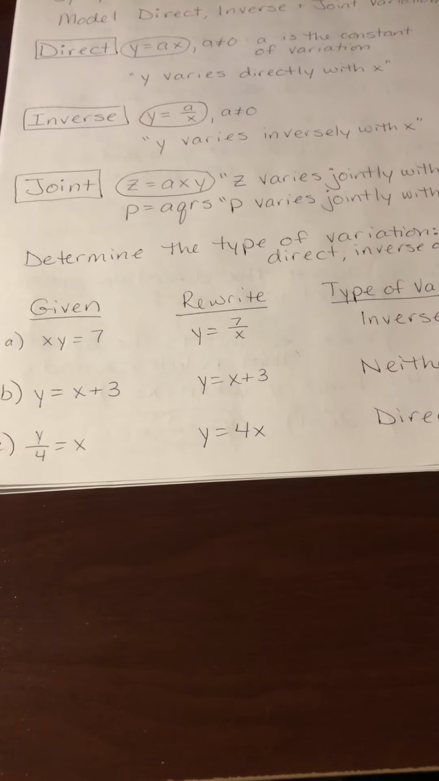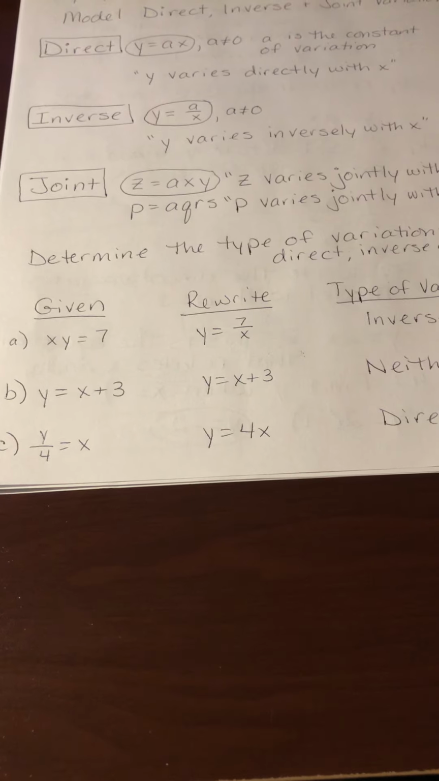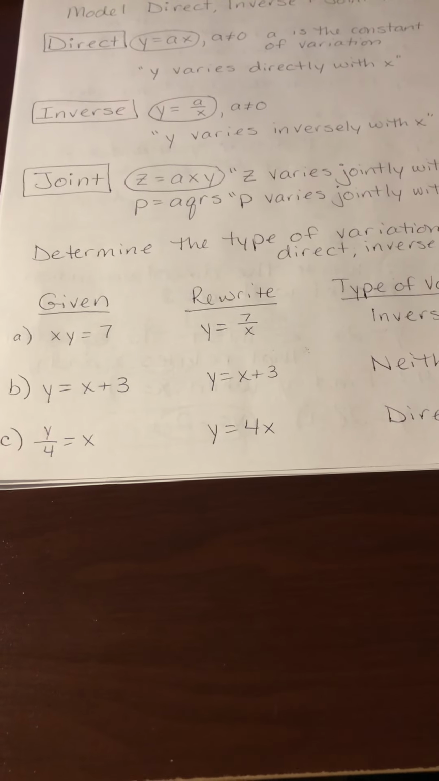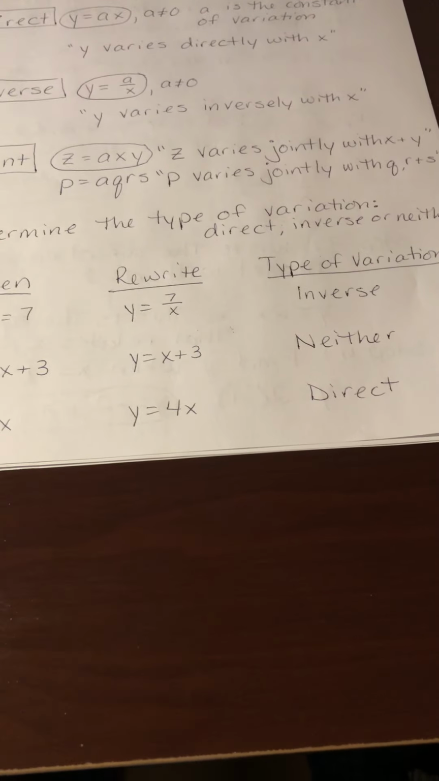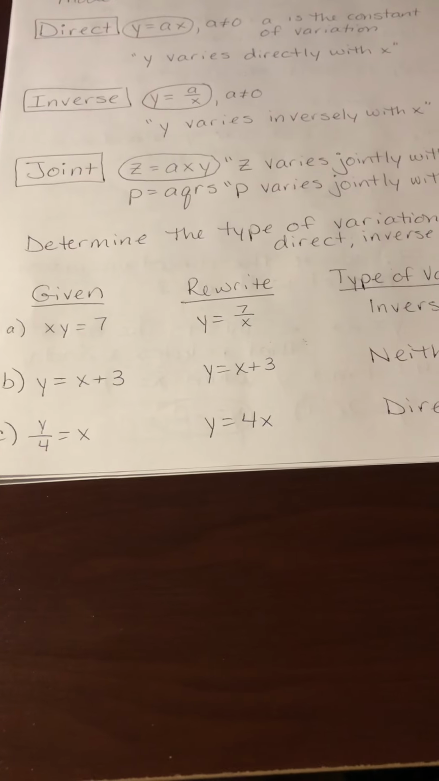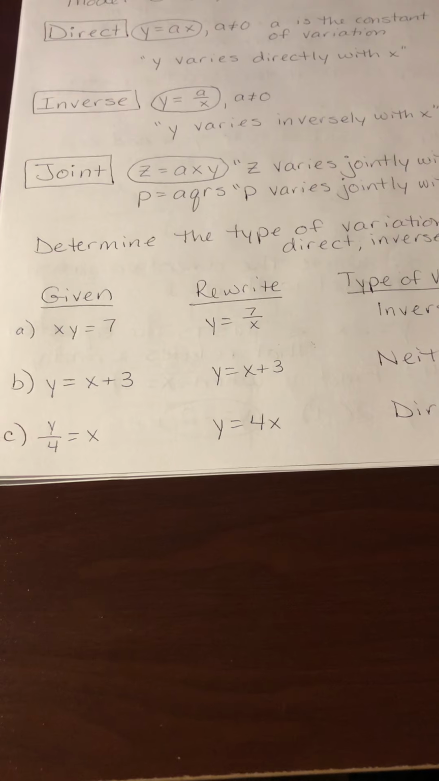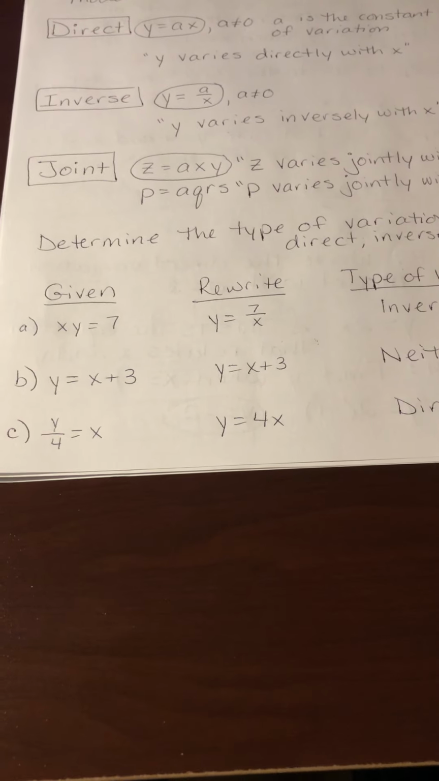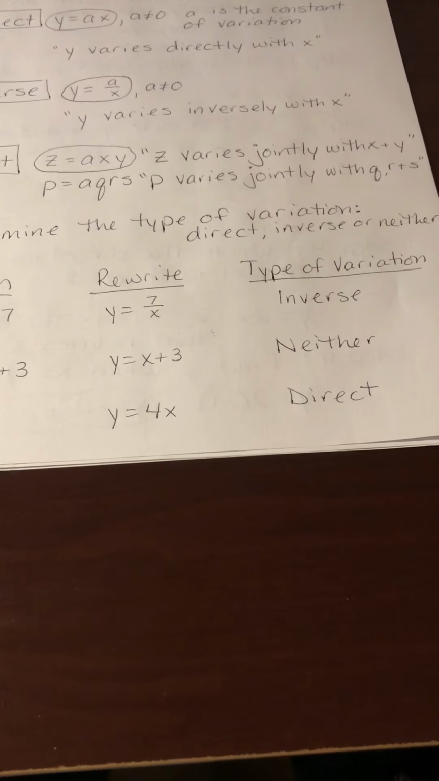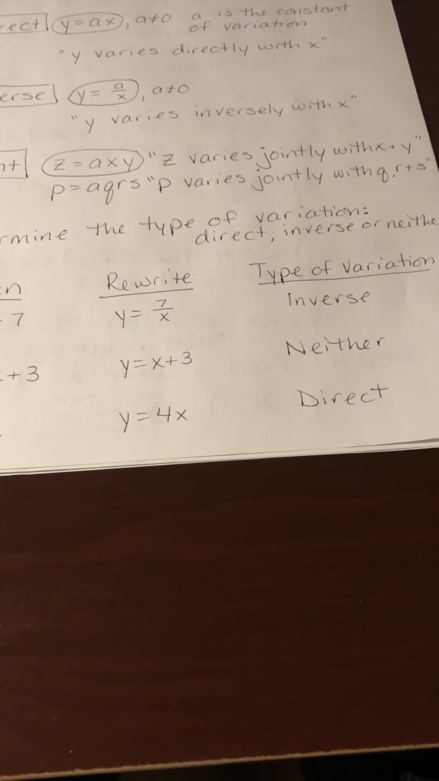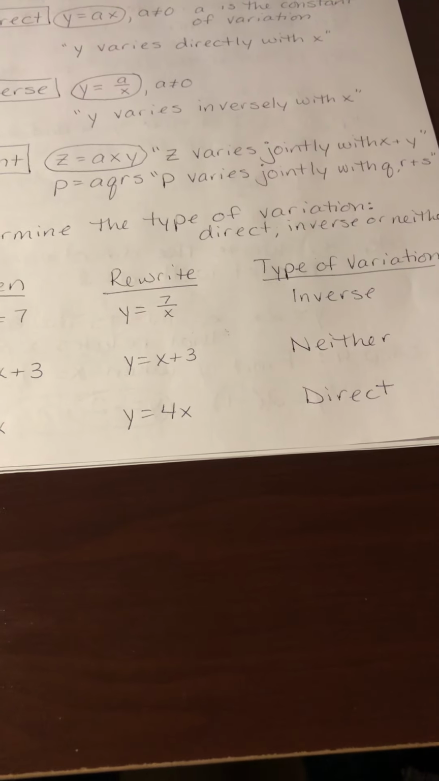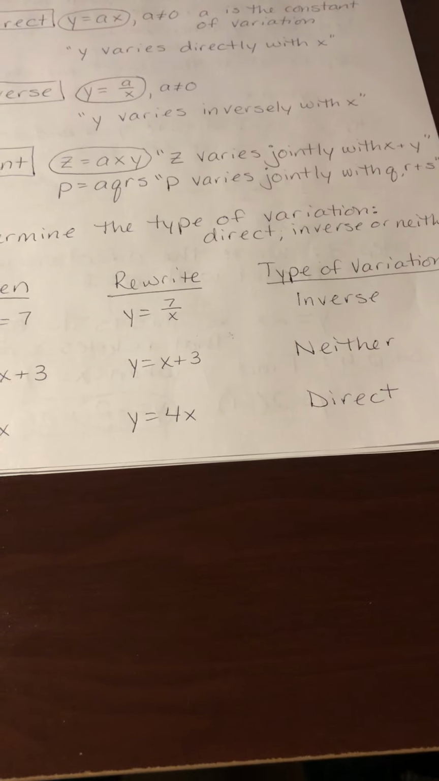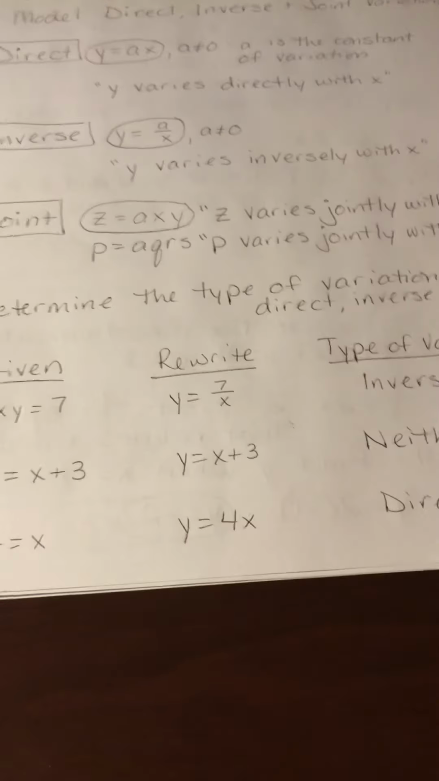The second one, y equals x plus 3, none of those models have a plus or a minus in it, so that one is neither, and I didn't need to rewrite it. And that last one, y over 4 equals x. To solve for y, just multiply both sides by 4, and I get y equals 4x. And that's an example of direct. Again, just pause the video as needed so that you can write this down and reflect on it before going on. Okay.